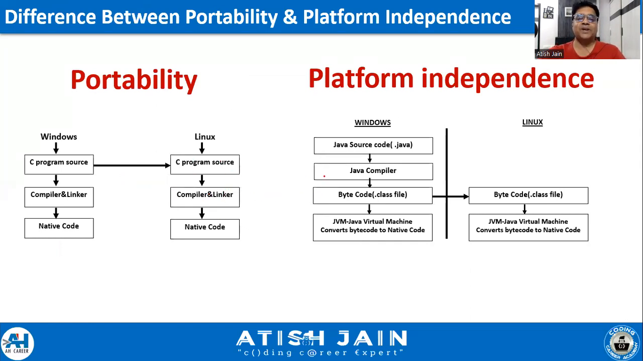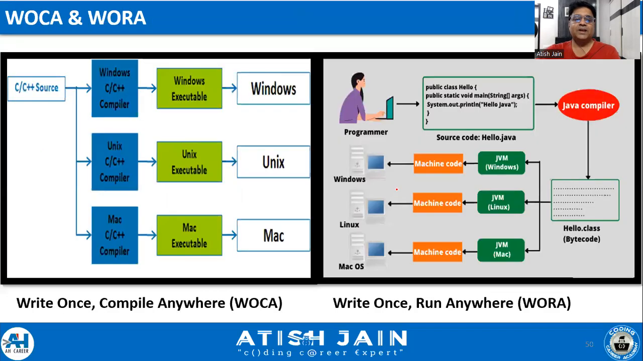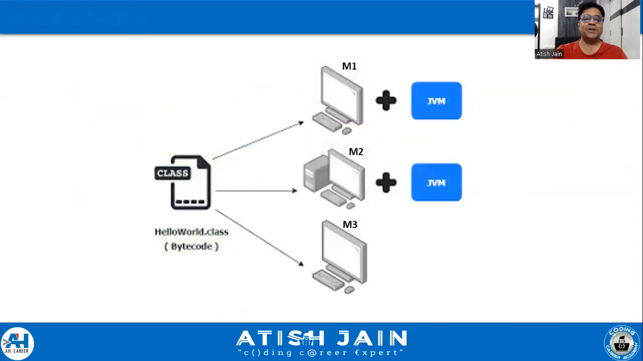But whereas platform independence, compiled code you can copy from one machine to another machine and it can be executed on the targeted machine directly. This is what we call platform independence. So C, C++ says write once and compile anywhere. And Java says write once and run anywhere. These are the two slogans, WOCA and WORA, what we call actually. One of the famous slogans of Java is write once and run anywhere.